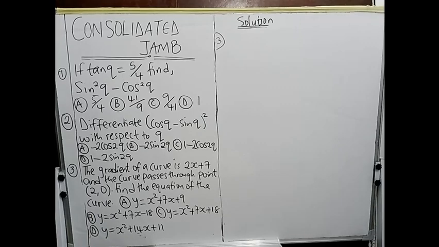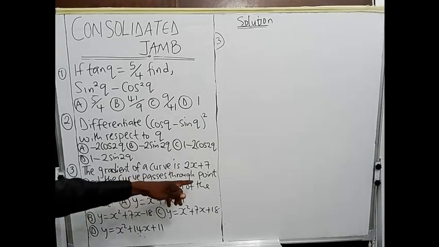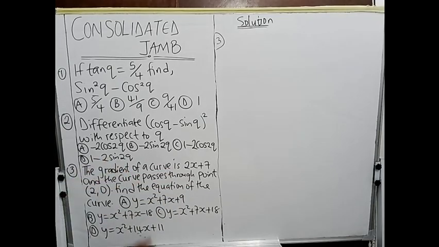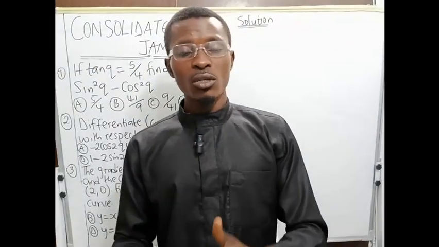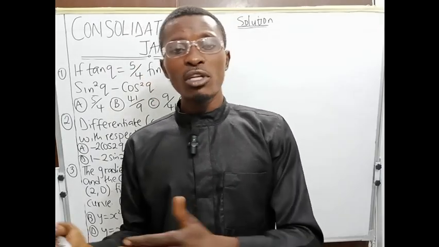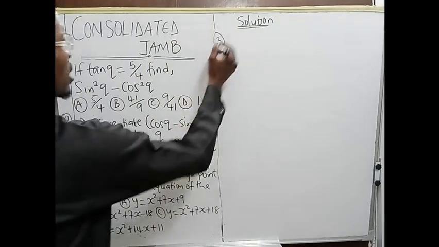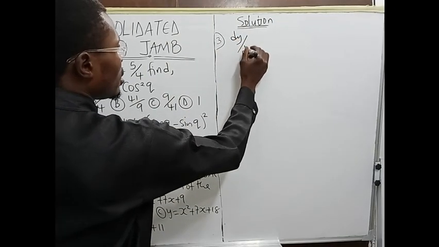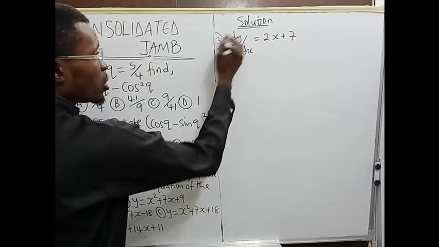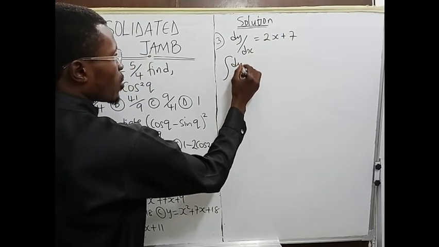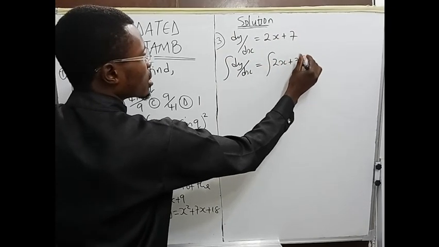Now for number 3, it says the gradient of a curve is 2x plus 7 and the curve passes through point 2, 0. Find the equation of the curve. When you are given a gradient, to get the curve, we integrate. When given a curve, to get a gradient, we differentiate. Now we're given dy dx to be 2x plus 7. To get the curve, we integrate.